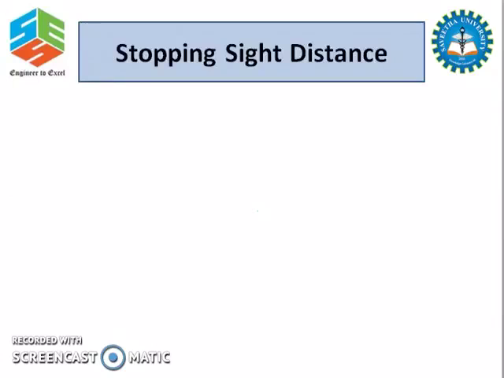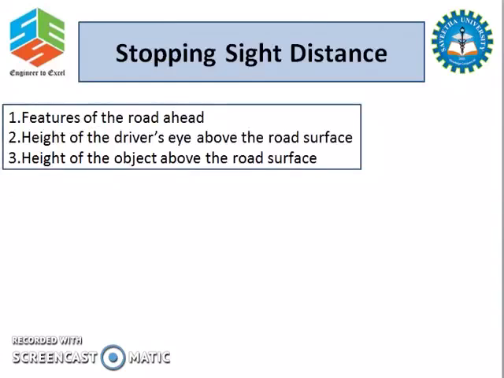Stopping sight distance is the distance covered by a vehicle from the instant a danger is fully realized by the driver to the actual stop. The sight distance available on the road to a driver depends upon the following factors: features of the road ahead, height of the driver's eye above the road surface, and height of the object above the road surface.